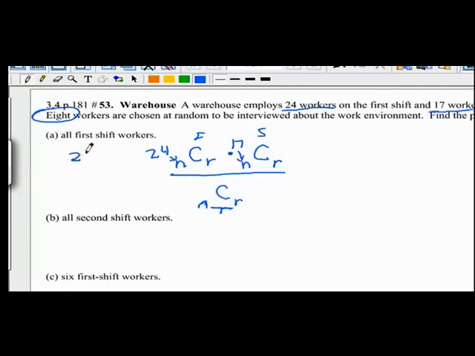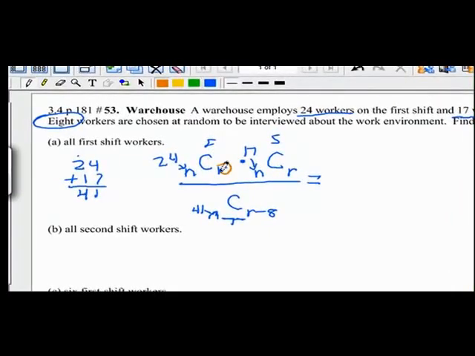So we're just going to add the 24 and the 17 together, and that's going to give us 41. So it's going to be 41 for the total down here, and we're always going to choose 8. So that's going to be 41 choose 8 in the denominator. The only thing that's going to change is this R here and this R here. For part A, all first shift workers means this R is going to be 8 because we're choosing 8. If you choose all from the first shift, you choose none from the second shift.